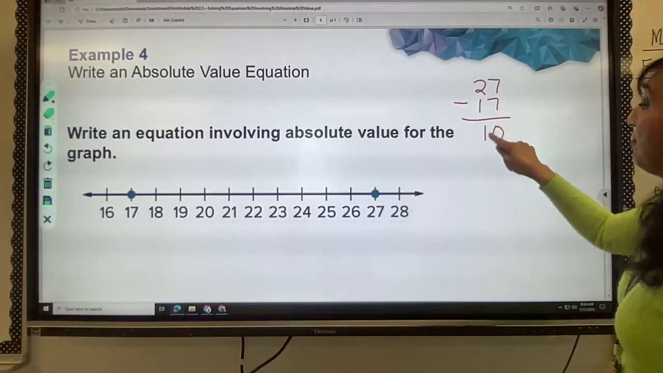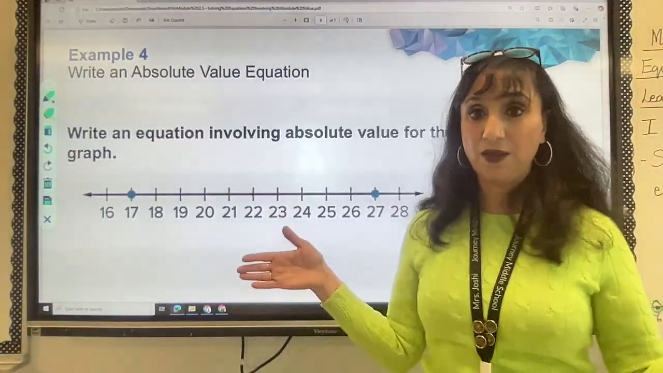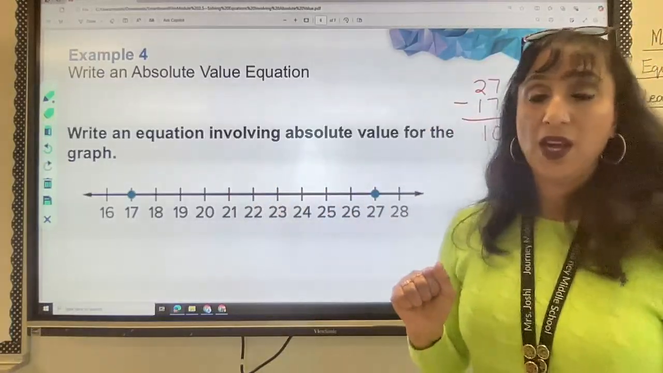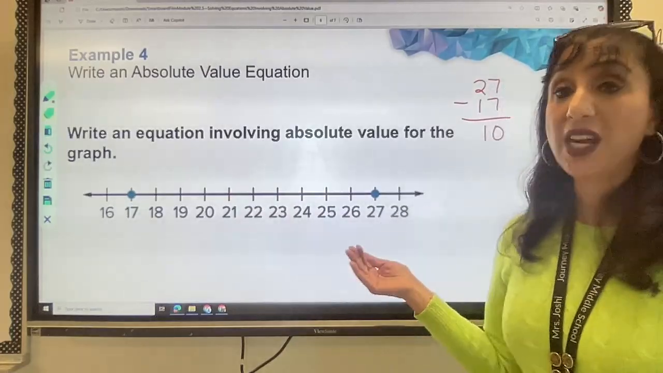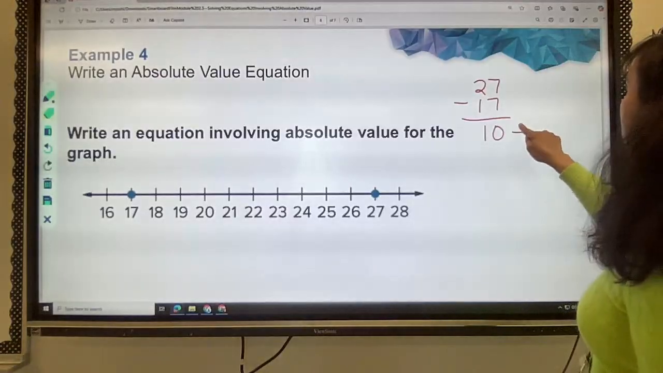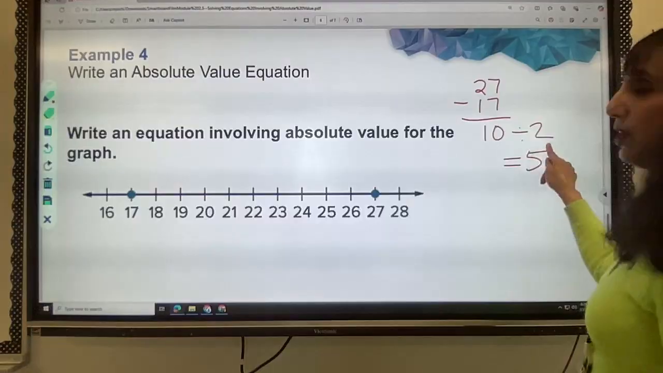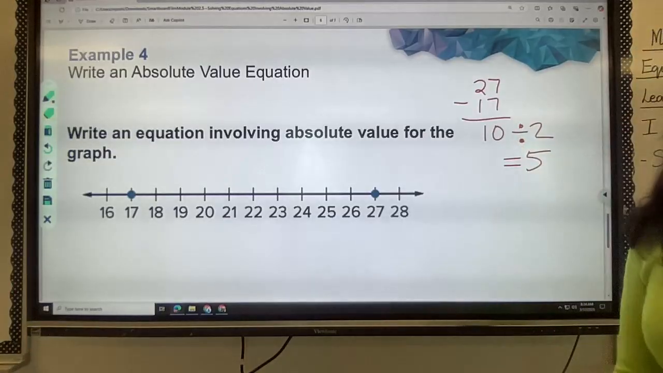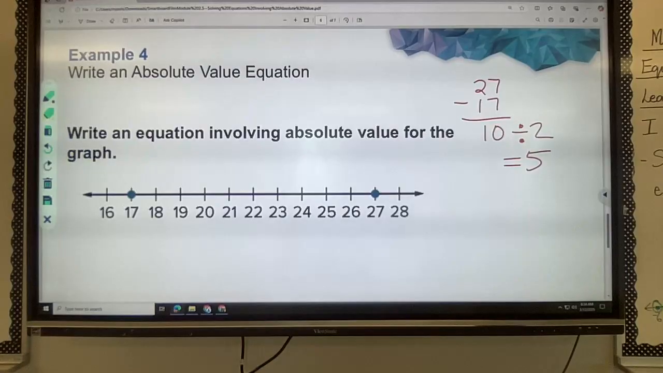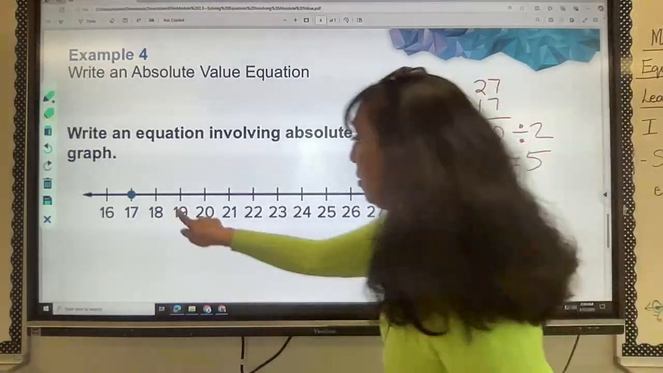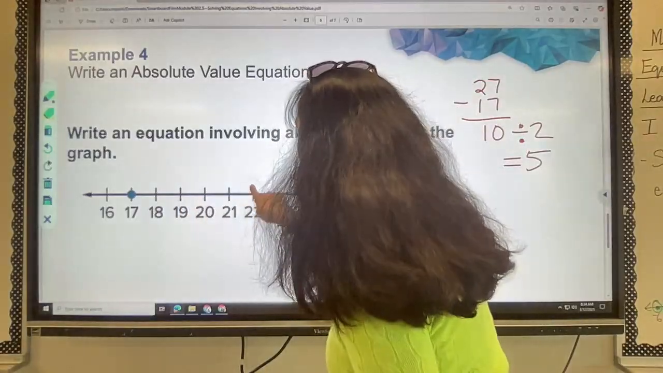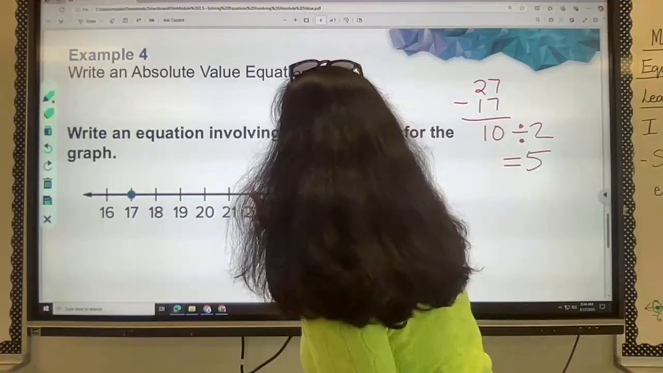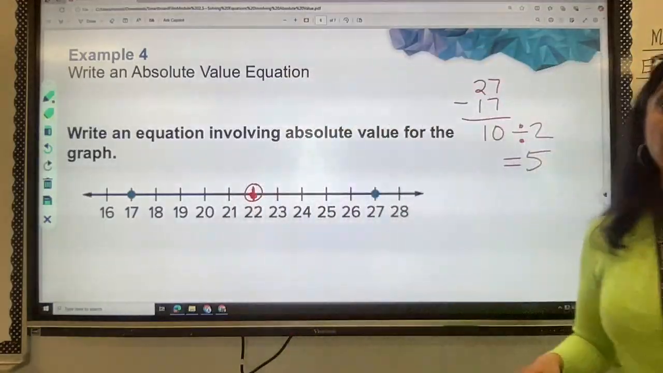And what do I have? I have 10. That is the distance, right? From 17 to 27, I have 10 units. So then I look at what is half of 10. Divided by 2, I get 5 units, right? So I'm going to go from 17, 1, 2, 3, 4, 5. So here is my 5 units, which is at 22. This is where it's half of 10.